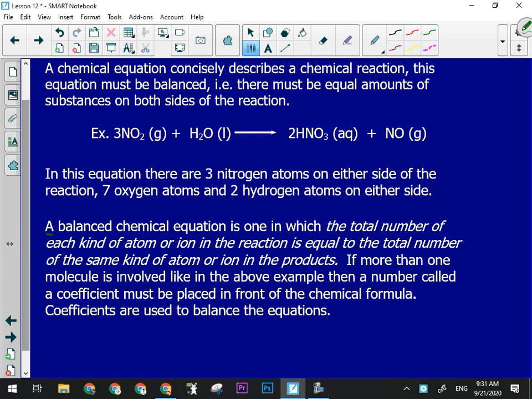So, important sentence here. When an equation is balanced, the total number of each kind of atom or ion in the reaction is equal to the total number of the same kind of atom or ion in the products. So reactants and products have to equal each other.